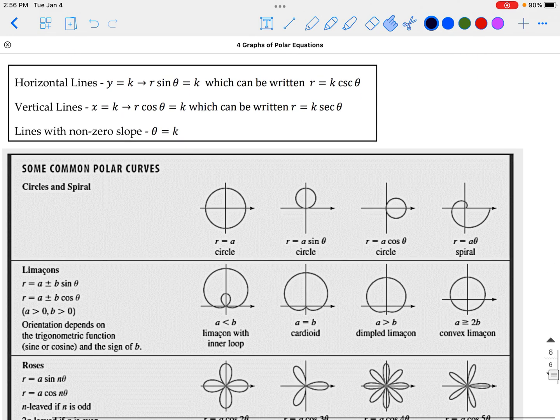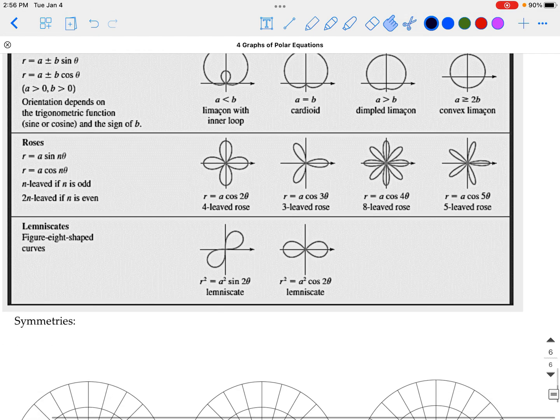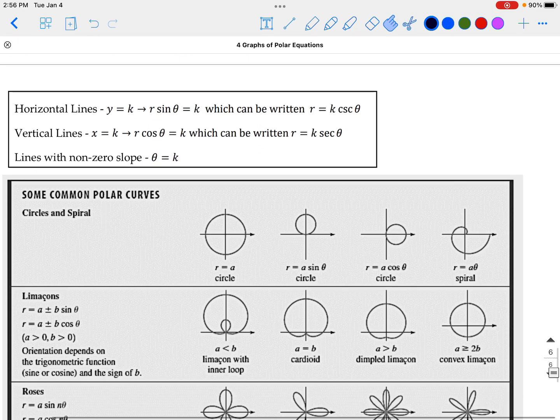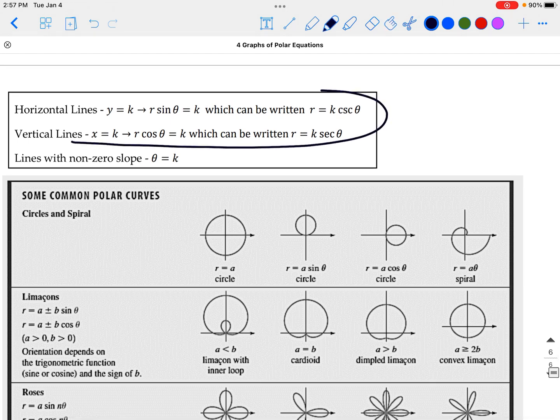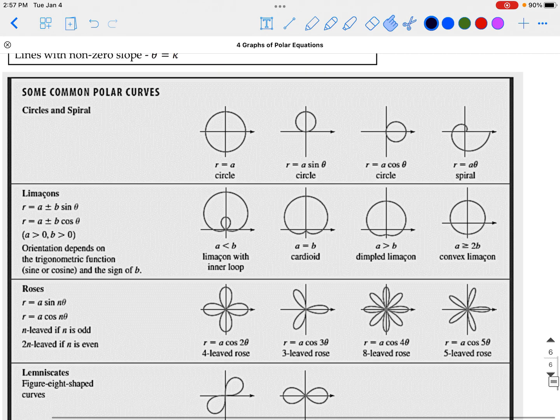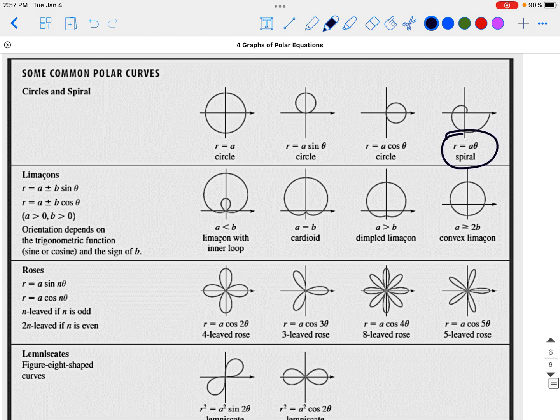And so if we go down here, we've got kind of the organizer of all the different types of graphs. We'll note horizontal and vertical lines we can write with cosecant and secant. So these will be typical ways to write horizontal and vertical lines. And then lines with non-zero slope are going to be theta equals k. We looked at when k is pi over 6 on the very first page. And then we'll note circles and spirals here. So we've got the spiral graph that we looked at, and then our two different circle type graphs, including the circle centered at the origin.